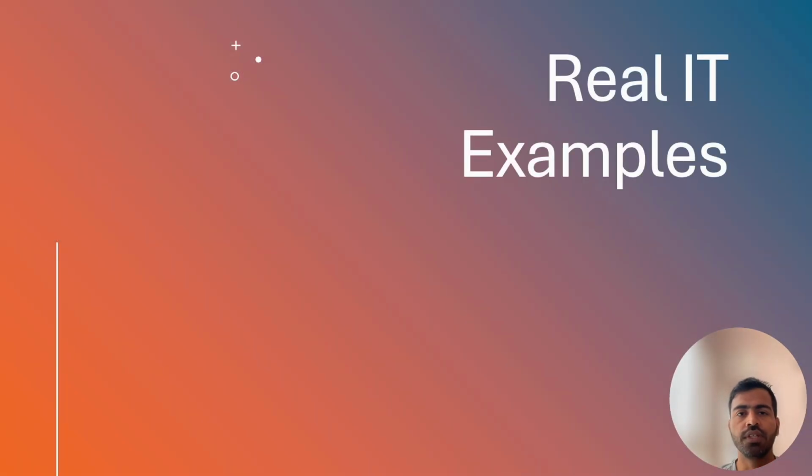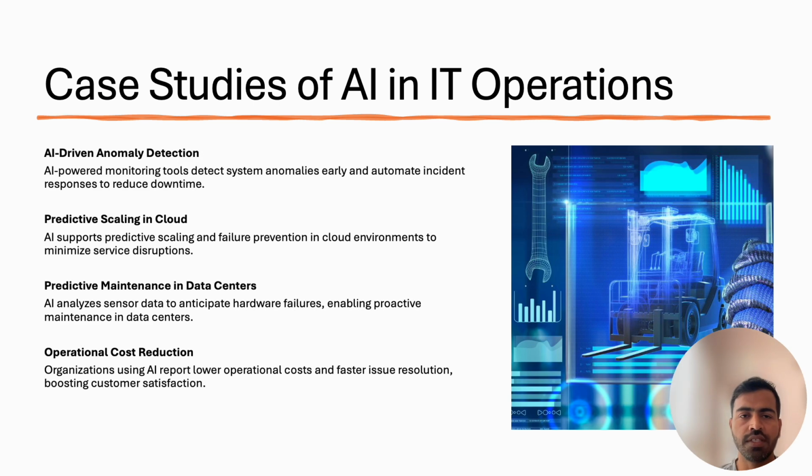We will go through the case studies of AI in IT operations. Several real-world examples demonstrate AI impact on IT troubleshooting. Tools like Dynatrace and Datadog use AI-driven monitoring to detect anomalies and automate incident resolution. In cloud environments, AI assists in predictive scaling and failure prevention, reducing service disruption.